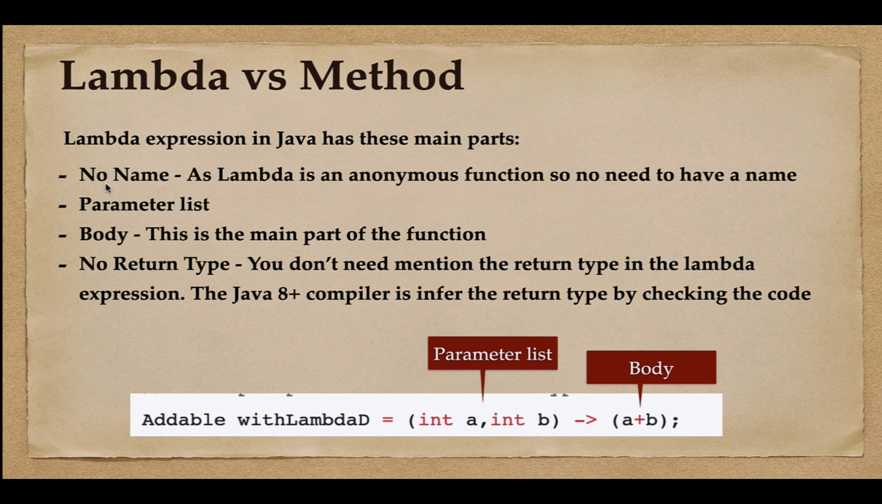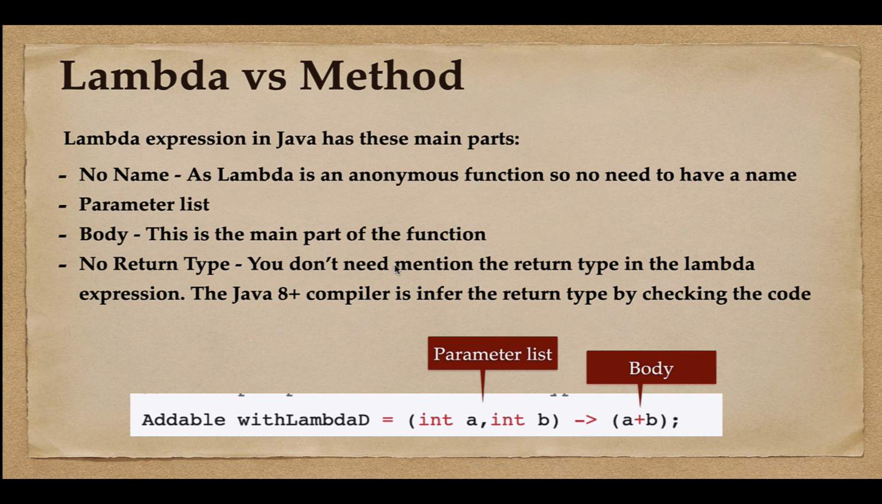Okay, now let's see what a Lambda expression looks like and the different parts of a Lambda expression. Well, a Lambda expression has no name. It means a Lambda expression is an anonymous function, right? So we don't have to provide a name to the Lambda expression. A Lambda expression has a parameter list. A Lambda expression has a body. Okay, and there is no need to mention the return type.